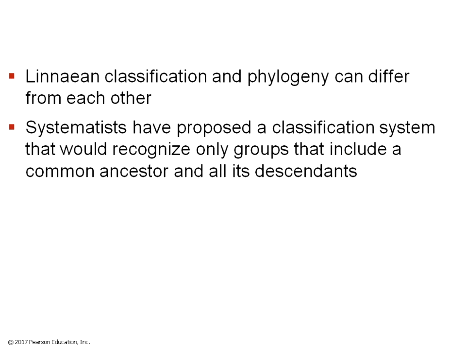Linnaean classification and phylogeny can actually be a little bit different from each other. So systematists have proposed a classification system that is trying to just group a common ancestor and all of its descendants that could come from that common ancestor.